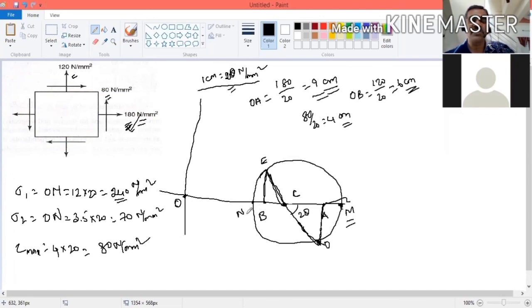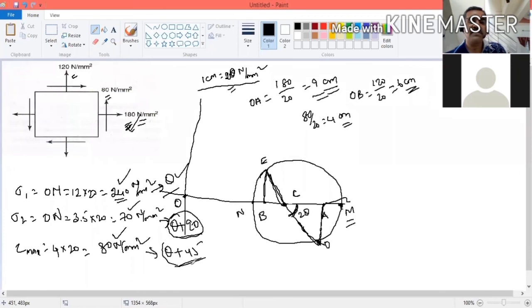Now position, angle. You measure the angle 2 theta divided by 2. So that is theta. What is the position of sigma 2? It is theta plus 90. What is the position of tau? It is theta plus 45. Always it is like that. Theta plus 90, theta plus 45. So we need to calculate magnitude and position angle. Similarly, sigma 2 magnitude and that position, theta plus 90. This is the magnitude of shear stress and this is a position.